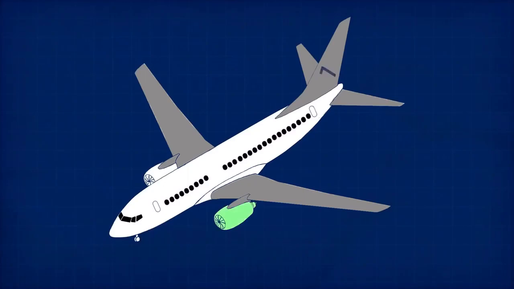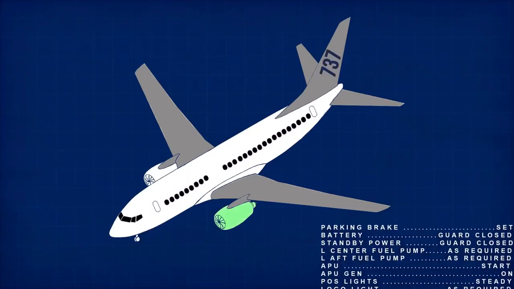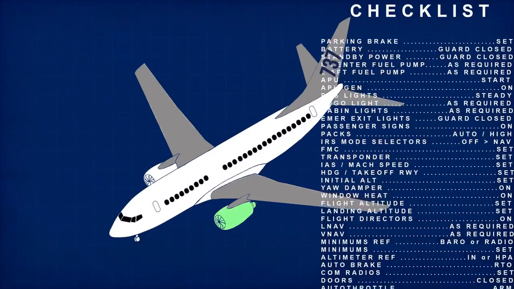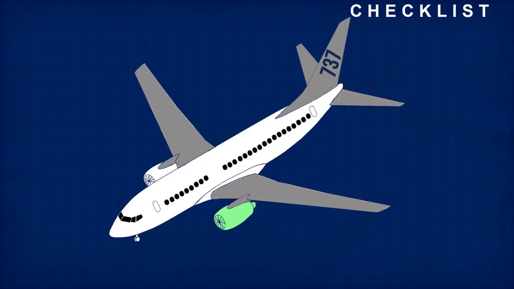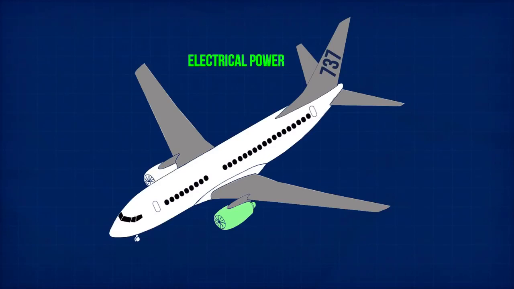To start an engine on the Boeing 737, a number of tasks in a checklist have to be followed. The ones directly concerning engine operation are: the aircraft's electrical power has to be established, for operation of two computers that play a vital role in a successful engine start.